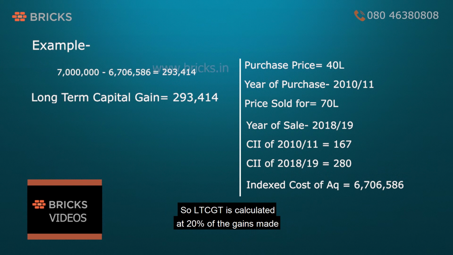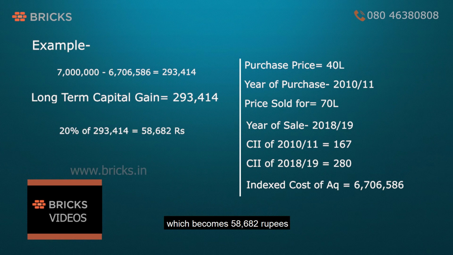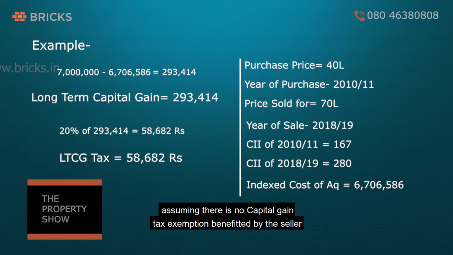So long-term capital gains tax is calculated at 20% of the gains made, which becomes 58,682 rupees, assuming there is no capital gain tax exemption benefited by the seller.